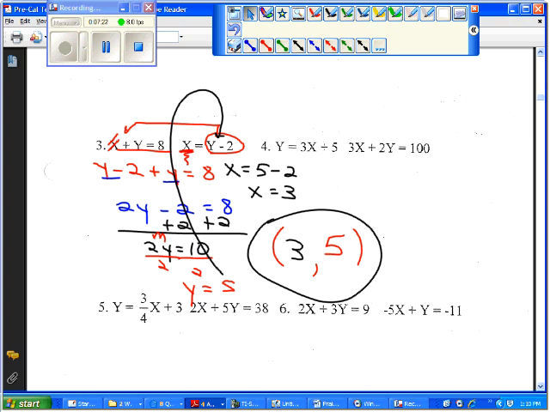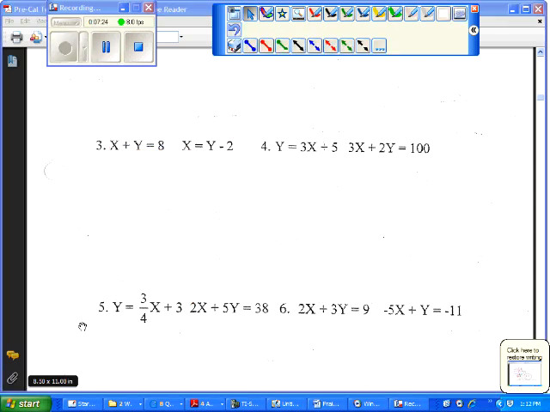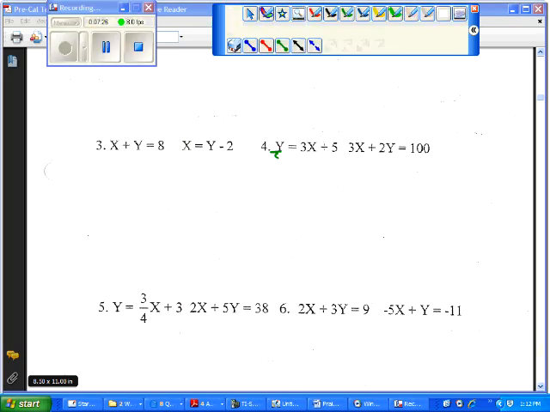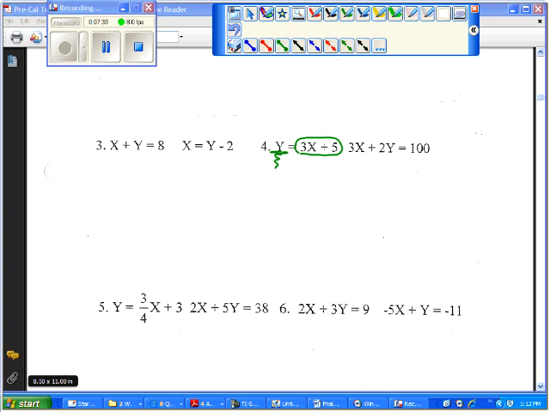Okay. Number 4. Number 4, we have an isolated y. It says it's equal to this x stuff. So we're going to put that x stuff in place of that y right there, right? Now we got to kind of be careful. So we're going to replace the y with 3x plus 5. Let everybody get that written down, and then we'll talk about it.